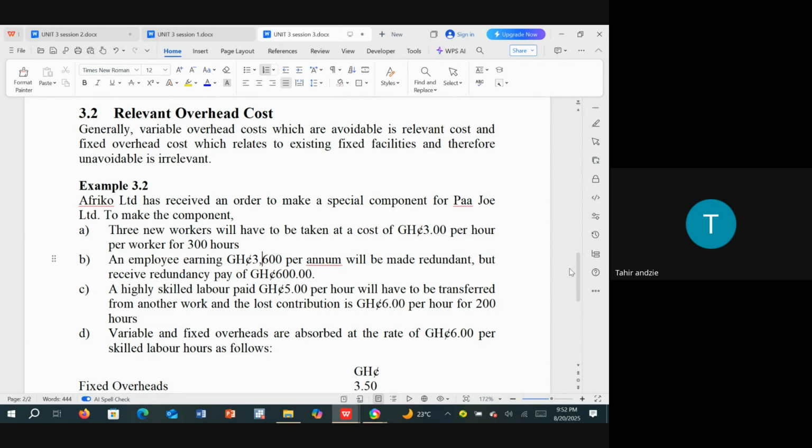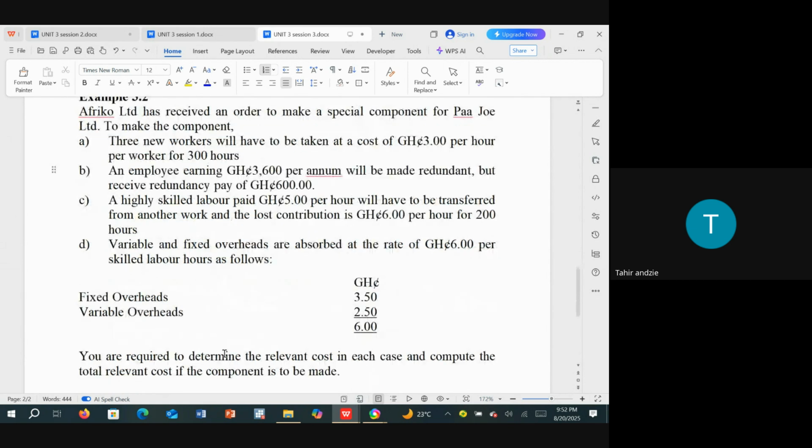Variable and fixed overheads are absorbed at the rate of 6 cedis per skilled labor hour as follows. So we have the fixed overheads and then the variable overheads. Fixed overhead is 3 cedis 50 pesewas, and then variable overhead is 2 cedis 50 pesewas, giving you 6 cedis. You are required to determine the relevant costs in each case and compute the relevant costs if the component is to be made.